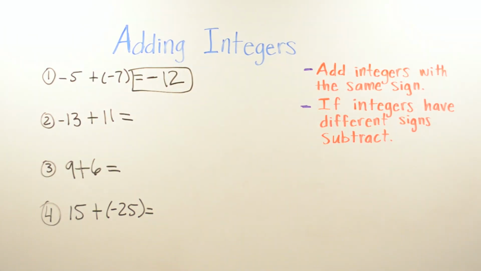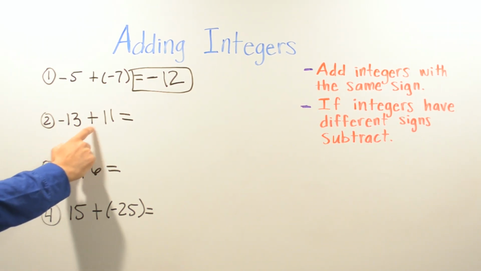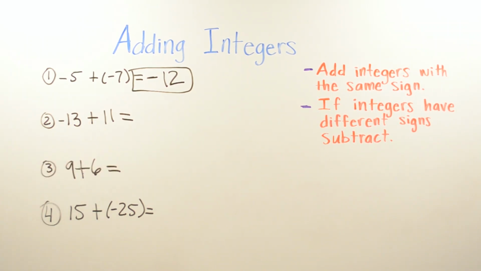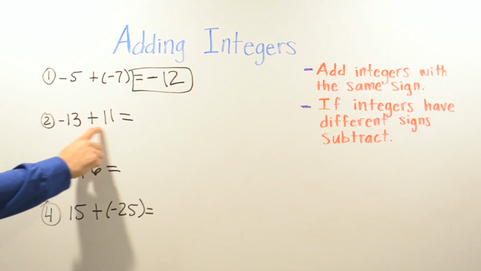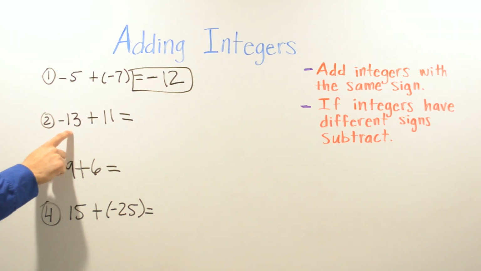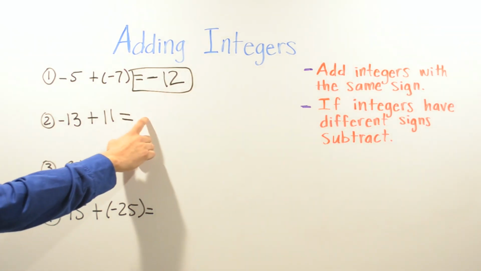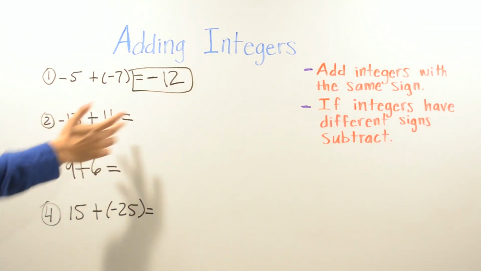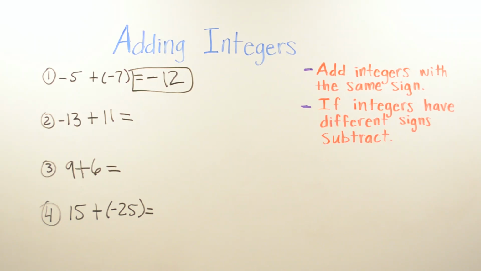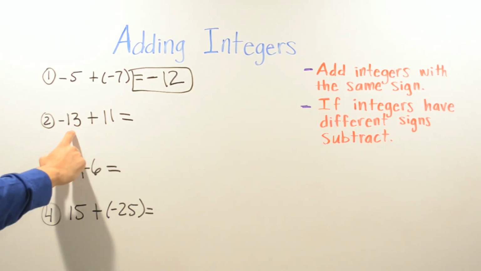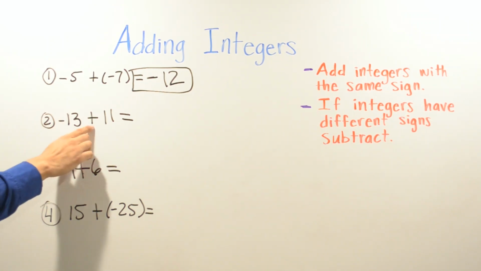Okay. And for number 2, we have -13 plus 11. We have two different signs. So we have positive 11 and we have a -13. We're going to go ahead and subtract. Okay. Now, to see what sign do you put here, do we put a positive, do we put a negative, okay? I personally just go ahead and look at what number's the biggest without looking at the signs.